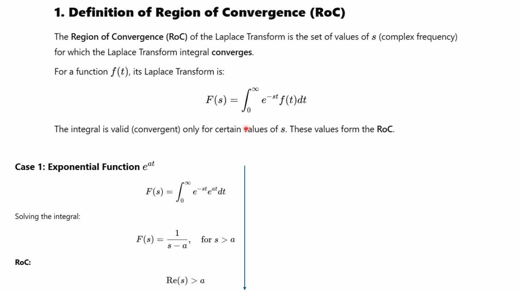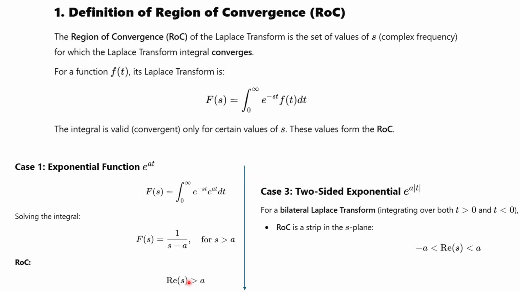As an example, suppose we want to find the region of convergence for e to the power at. What will be the Laplace transform of this exponential? Of course, it will be 1 over s minus a. Now if you check the values, s minus a must be greater than 0, so of course s must be greater than a. So this is the region of convergence. If s is less than a, in that case the transform will not be valid, so this will not converge. So the ROC is s greater than a, and only then will your s domain expression be valid.